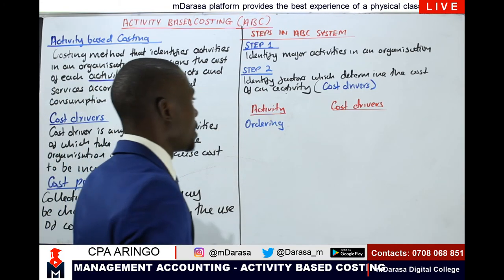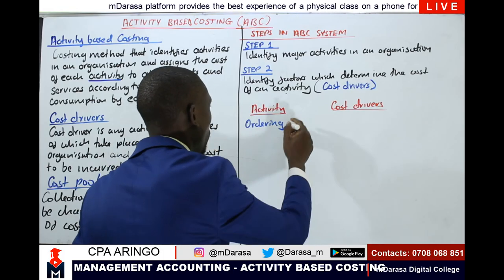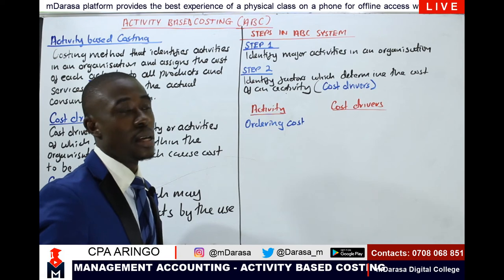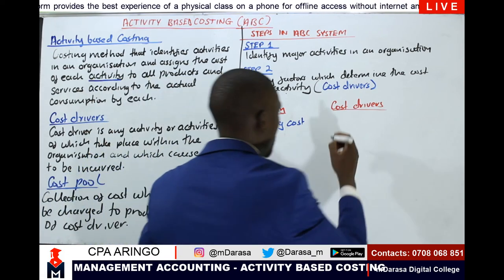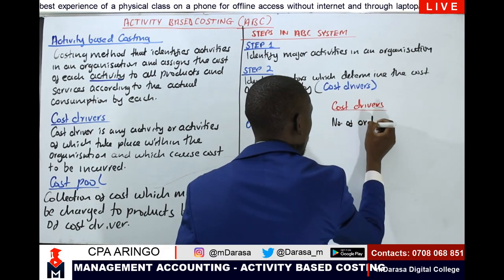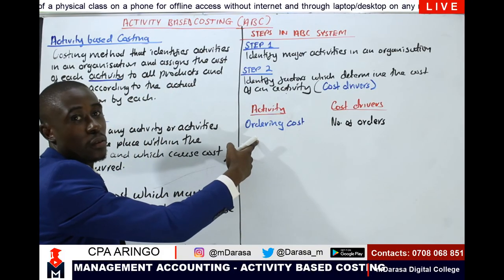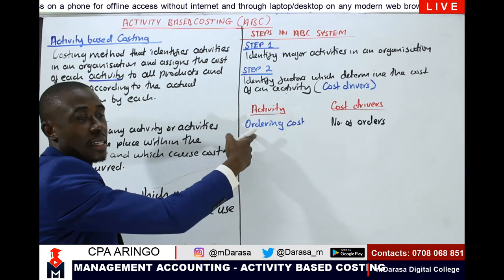What will lead us to have the ordering cost? Basically in this case, we'll be looking at the number of orders. So you'll find that the number of orders will be our cost driver for this activity.